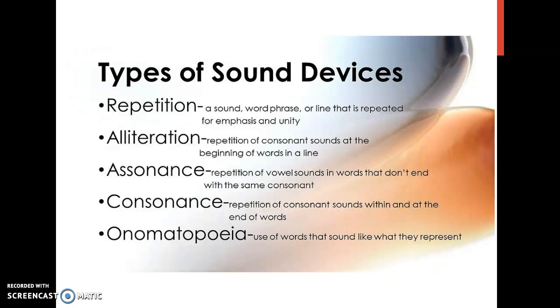I had this up when we were looking at examples of poems and looking for examples of these different sound devices. I included repetition. That's something you should be familiar with. It's when a sound, word, phrase, or line is repeated for emphasis in a poem. Most of you will find words or phrases repeated in the poems. And then these are the terms that we just considered.